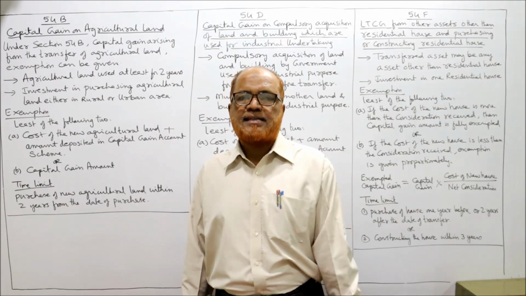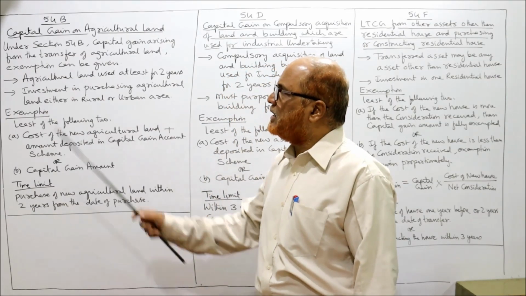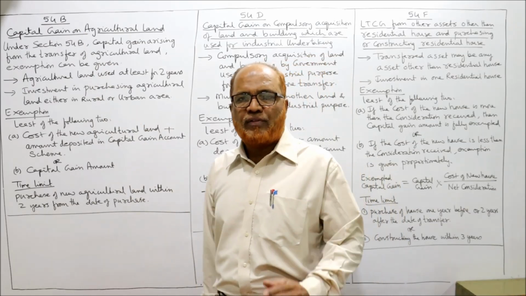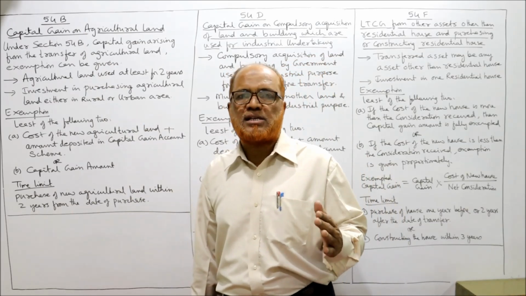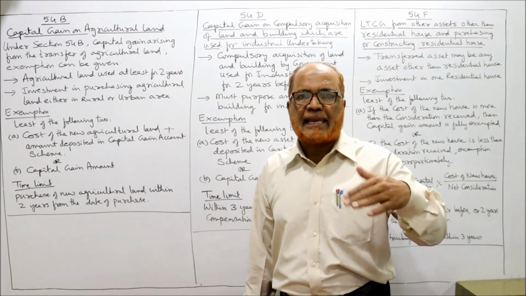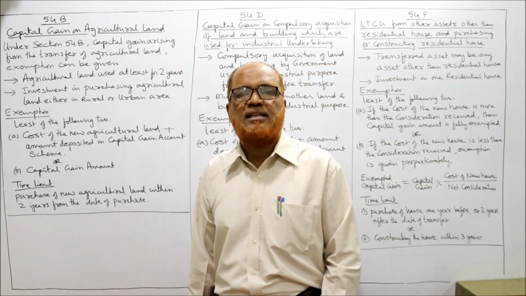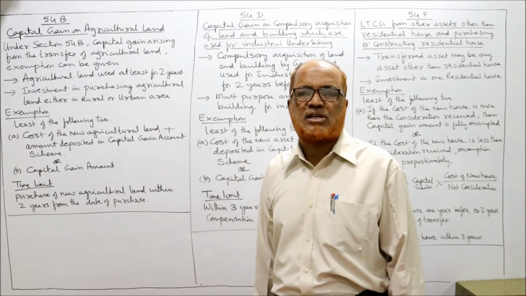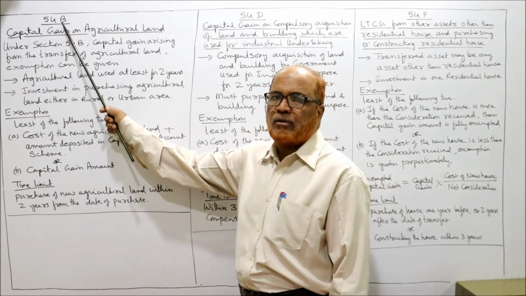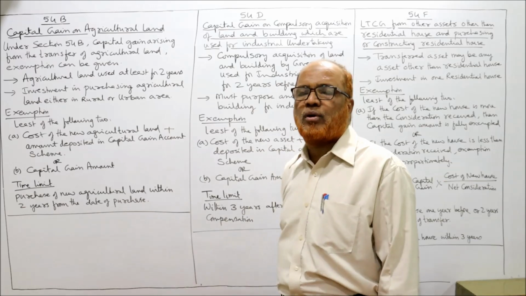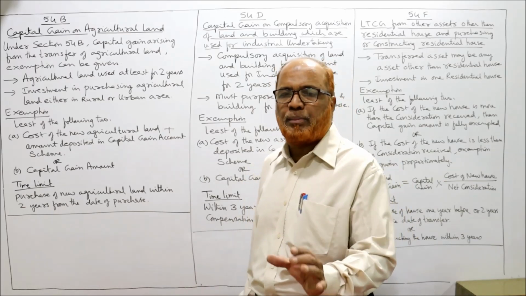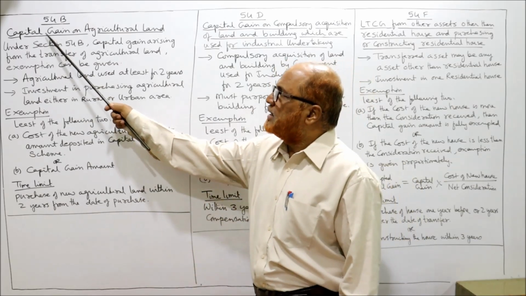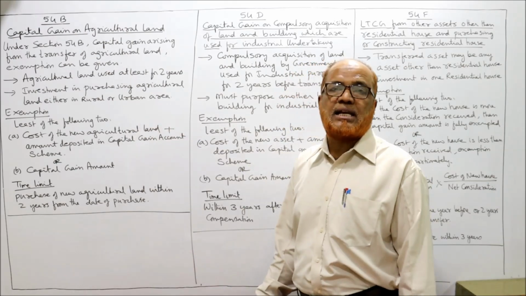Now the next exemption under section 54 is 54B. So we have already discussed the exemption under section 54, that is selling one residential house and purchasing another residential house within the stipulated period. Exemption will be given under section 54. Now 54B, what are the provisions when the 54B exemption will be given? Now I am explaining. Capital gain on agricultural land.